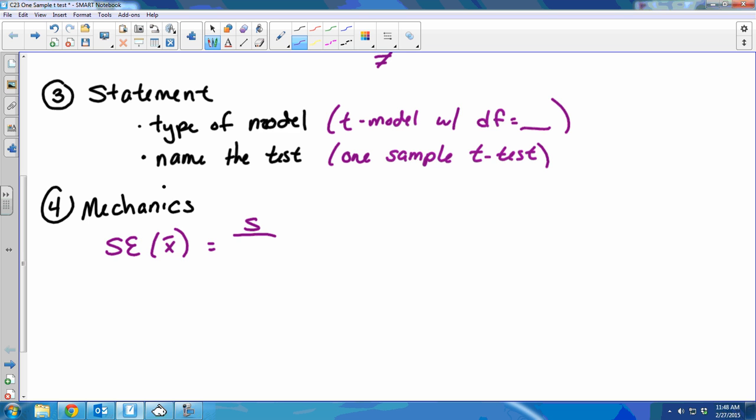We're using a standard error because we have s over the square root of n. s is an estimate of the standard deviation of the population. It's the standard deviation of our sample. If we had sigma, the standard deviation of the population, then we wouldn't have to use a t model anyway. We could use a z model.